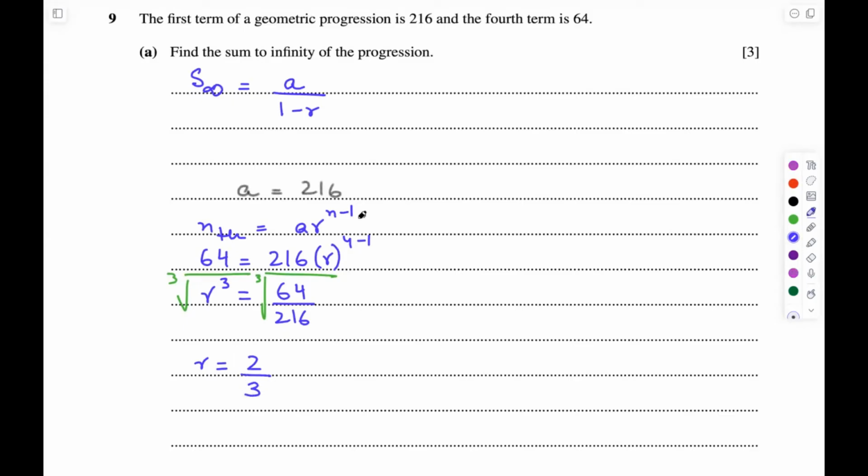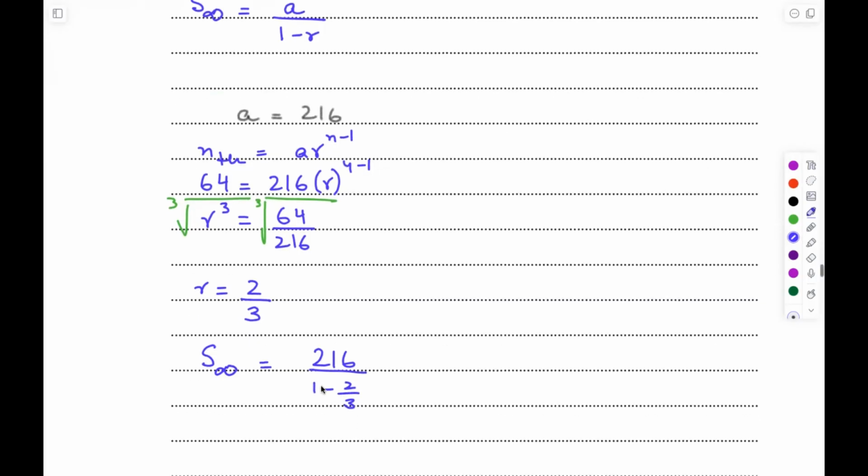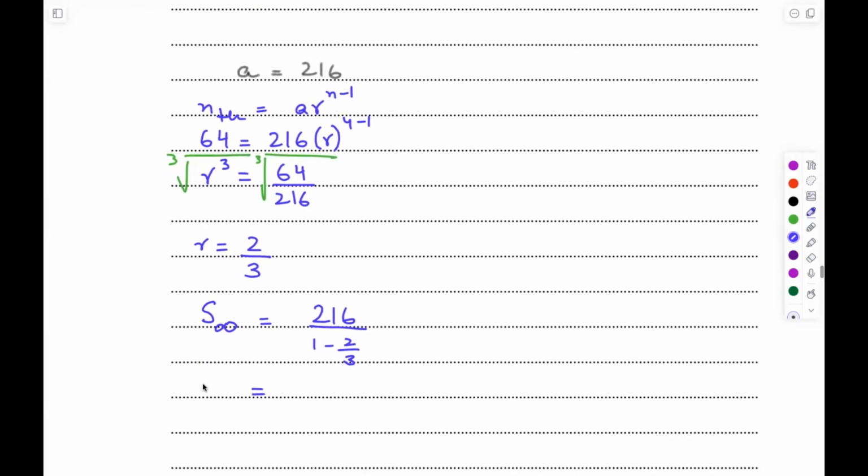Once we have the value of r, we already had the value of a, we can find the sum to infinity. So the sum to infinity will be equal to 216 divided by 1 minus 2 upon 3. Substituting this value in the calculator, the sum to infinity will be equal to 648.